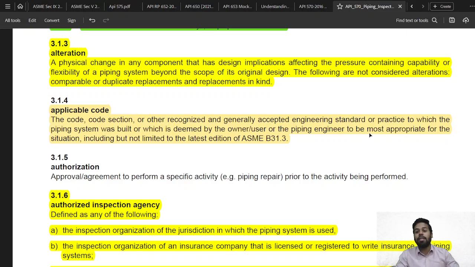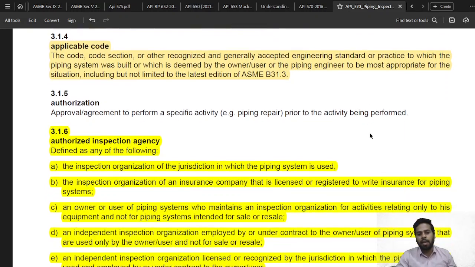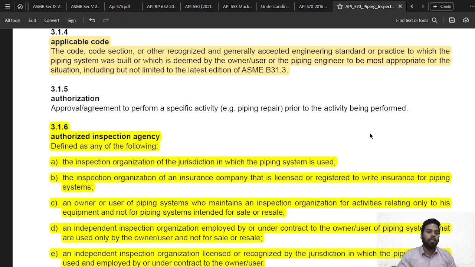The following are not considered an alteration: comparable or duplicate replacements and replacements in kind. So if you are replacing some damaged items, it is not considered an alteration. But if you are installing some other item which is going to change the pressure rating of a component, then it is going to be considered an alteration. Applicable code is the original code that the system is designed with. In most cases it is going to be ASME B31.3.